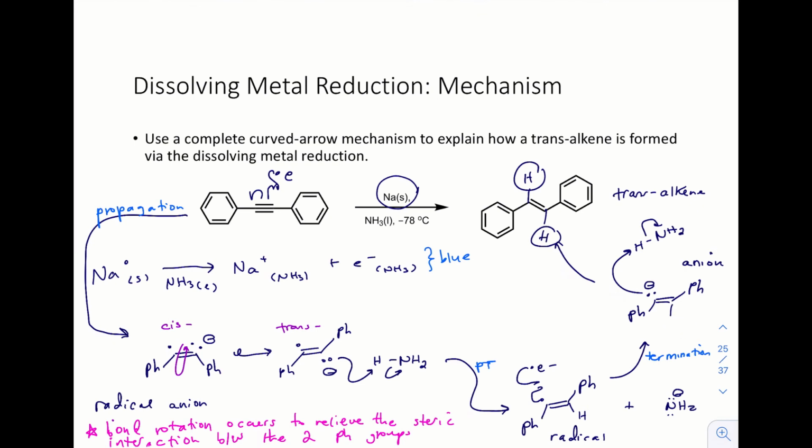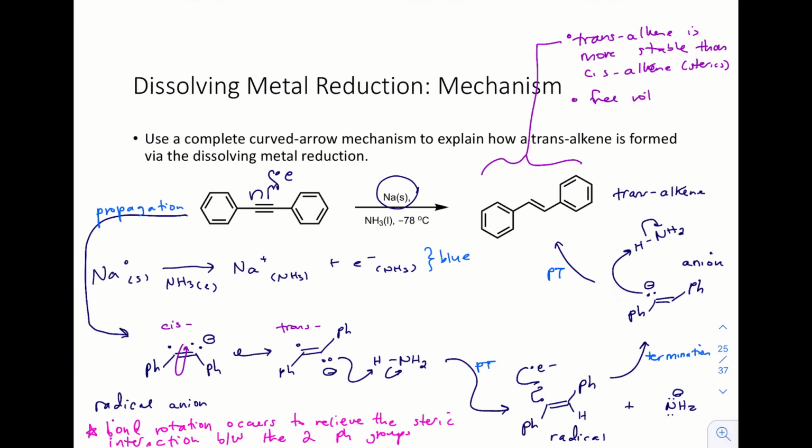All right. The keys to understanding this reaction are simply that the trans alkene is more stable than the cis alkene due to steric interactions in the cis alkene, and free rotation is possible at the radical anion stage.